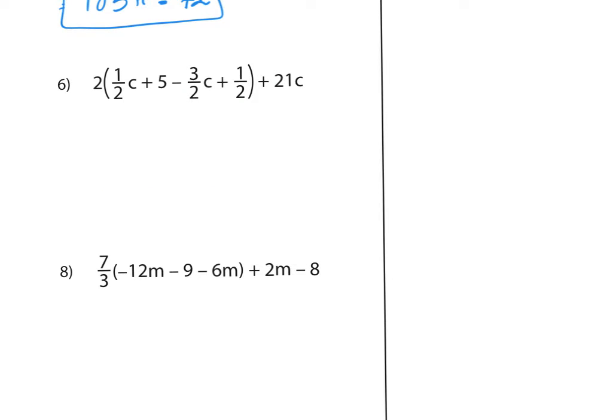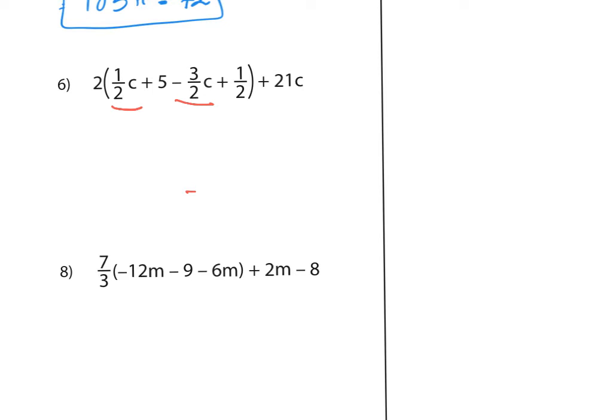All right, in example problem number 6, we need to distribute 2 with parentheses, and the parentheses include fractions, right? So what we can do here, distributing the 2 will be much easier. Well, we have two choices here. We can combine inside the parentheses first, right? We can combine this one and this one, right?